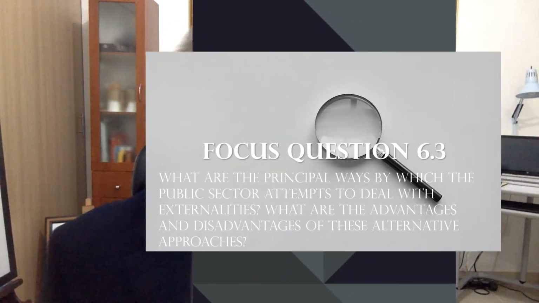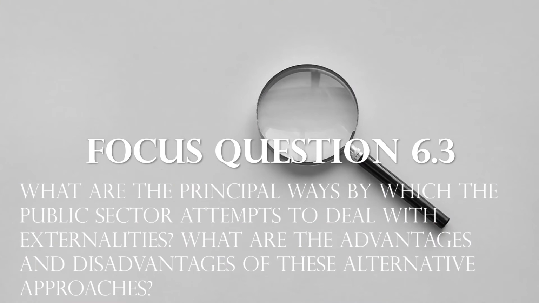Okay, focus question 6.3. What are the principal ways by which the public sector attempts to deal with externalities? So how does the public sector manage these? What are the advantages and disadvantages of these alternative approaches? So let's look at some of these.